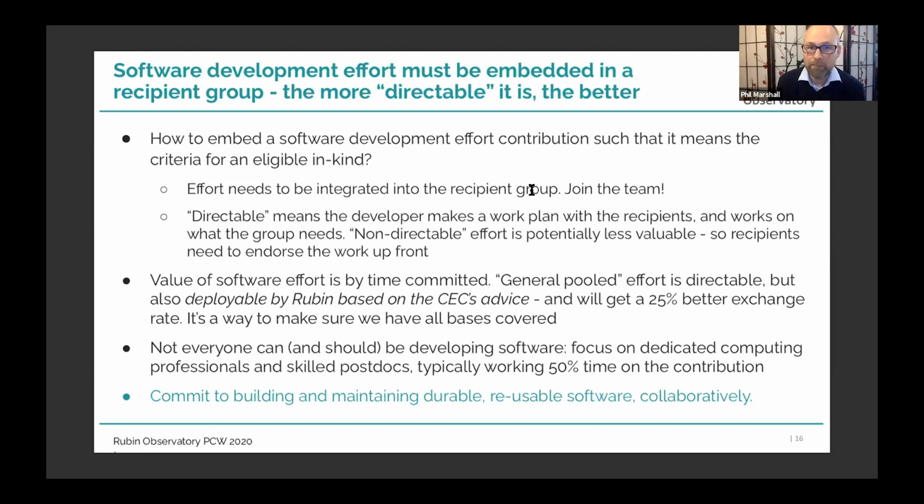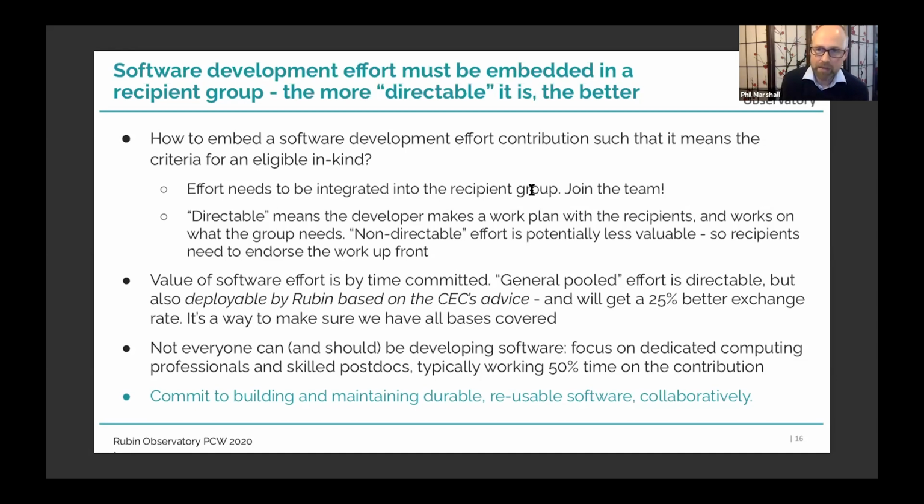Now, the problem is that that may not be what the US science community needs. And so non-directable effort, potentially less valuable, may get a lower exchange rate depending on how the review goes, and certainly needs to be endorsed up front. Now, it could be, happily, that the specific package that your team wants to make is something that one of the science collaborations or Rubin Observatory needs. That's great if it's the case. We just like to know in your proposal that your non-directable effort has been endorsed by the recipient group. So that means some outreach is needed on your part. Get in touch with the recipients and talk to them about what you want to do.